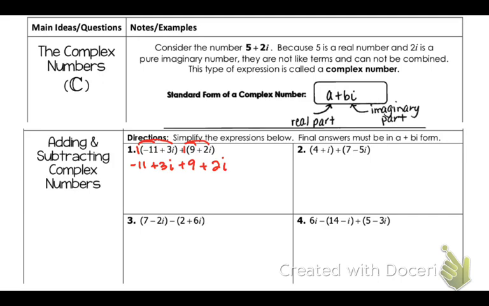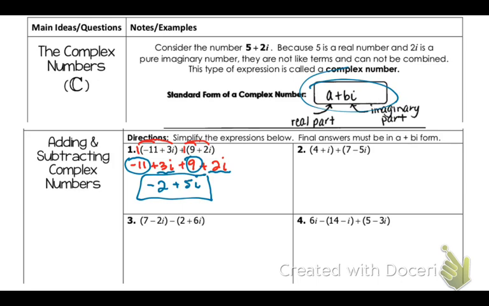Now I'm going to go ahead and take a look at this and see, okay, what is it that I can combine? Negative 11 and 9. Those are real numbers. I can combine those two. That's part of my a format. So negative 11 plus 9, I'm going to be left with negative 2. Now, plus 3i and plus 2i, those are like terms because they both have one i. There's no exponent here that we're going to have to worry about. So I'm left with plus 5i. Notice how it's in the form of a plus bi, like we had over here. So then you would be done. Okay, so we would be done with this one.